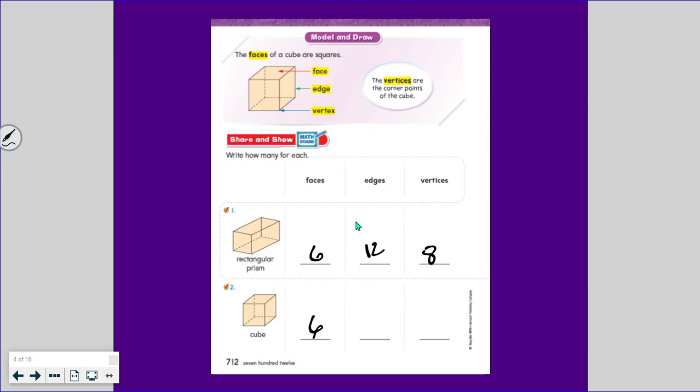Okay, and then we're going to count the edges. There are 4 around the top, and then 1, 2, 3, 4, so that's 8, and then 9, 10, 11, 12. So there's 12 edges. And then for our vertices, we're going to count again. 1, 2, 3, 4, 5, 6, 7, 8. So we have 8 vertices. So it's the same number. I'm noticing the same number of faces, edges, and vertices for a rectangular prism and a cube.